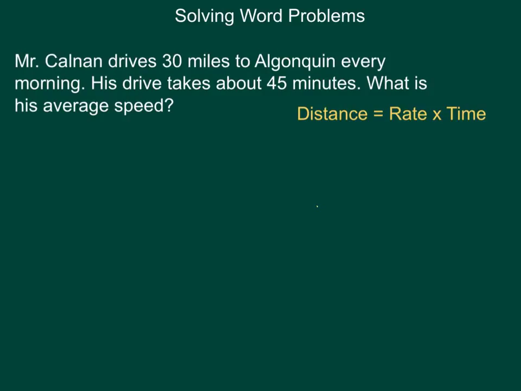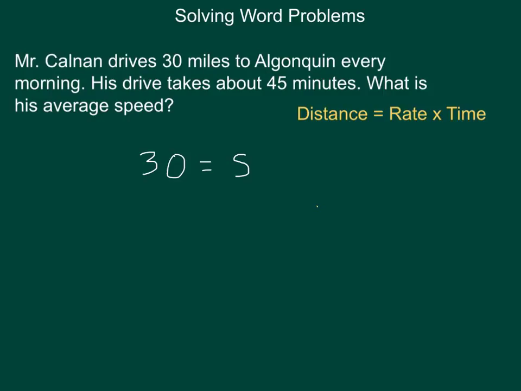And so let's take a look at filling in this equation. Distance we know is going to be the 30 miles that Mr. Callan travels. Rate is our unknown. That's what we're going to solve for. We know speed, rate, anything like that. So I'm going to call that S for speed.